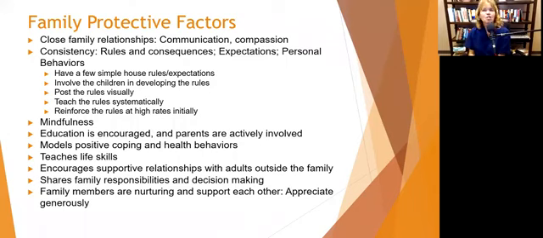A family that encourages supportive relationships with adults outside of the family can also be a protective factor. And this doesn't mean everybody, but this can mean teachers, clergy, scout troop leaders, whatever. So youth learn that there are trustworthy people in the world. The family shares responsibilities, and family members are nurturing and support each other, appreciating one another generously. So you're not only hearing from somebody in the family when you've done something wrong. It's important that people regularly nurture one another with kind words.